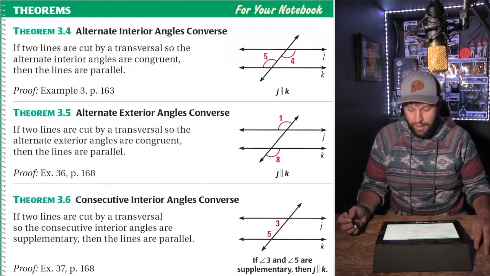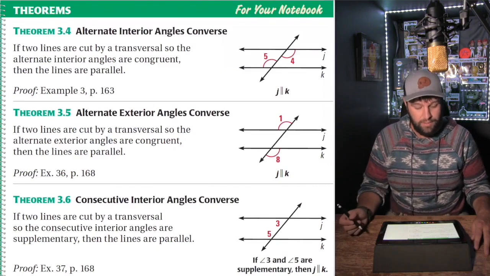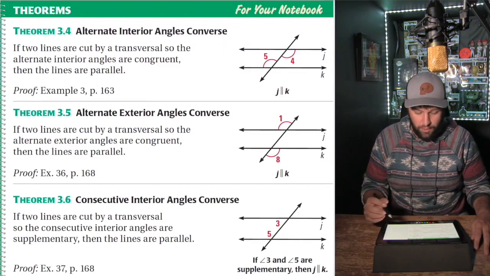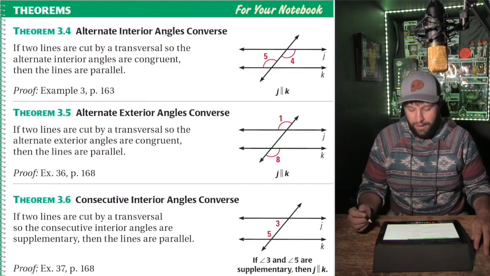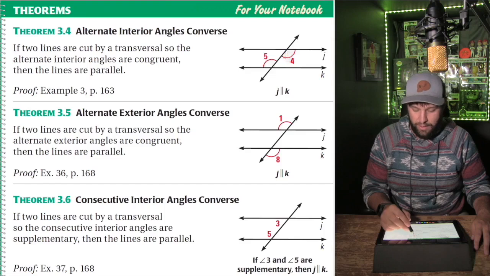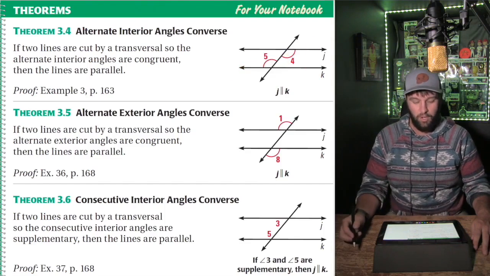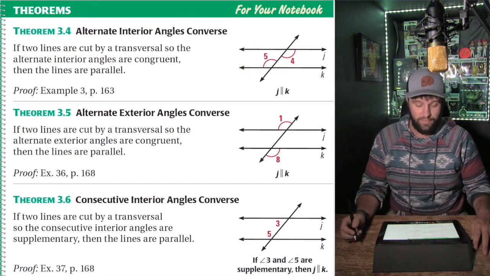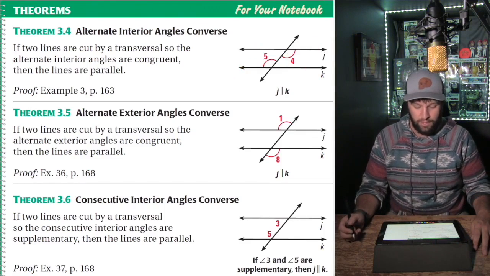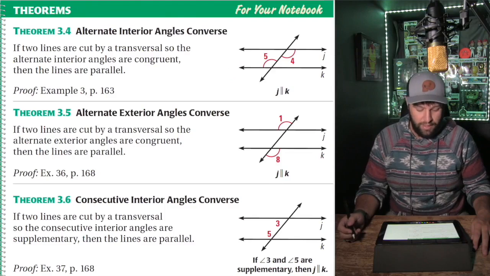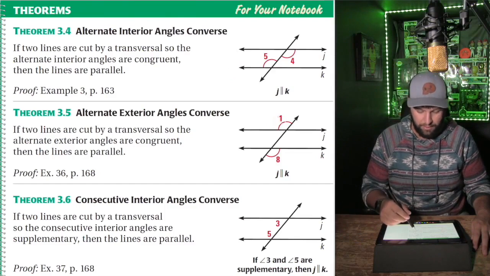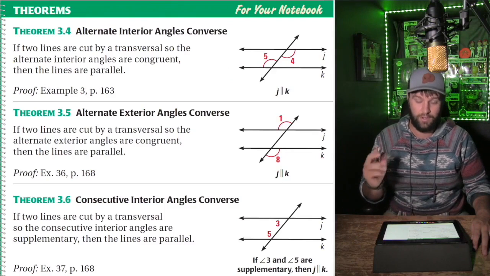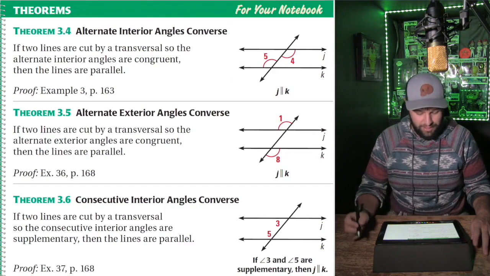The alternate interior angles converse says, if two lines are cut by a transversal so that alternate interior angles are congruent, then the lines are parallel. Okay, so if the alternate interior angles are congruent, the lines cut by the transversal will be parallel. The alternate exterior angles converse states, if two lines are cut by a transversal so that the alternate exterior angles are congruent, then the lines are parallel.